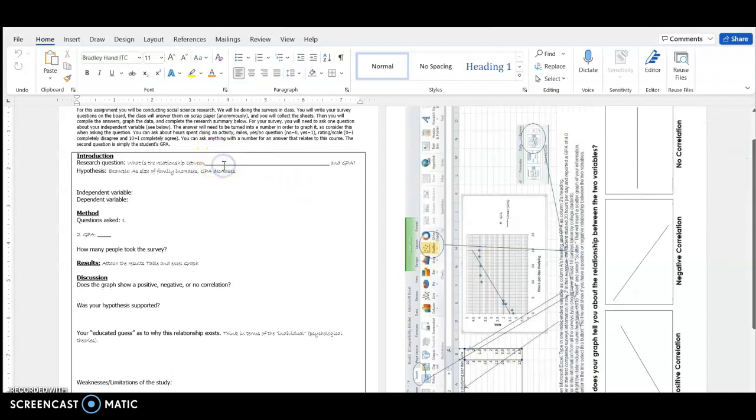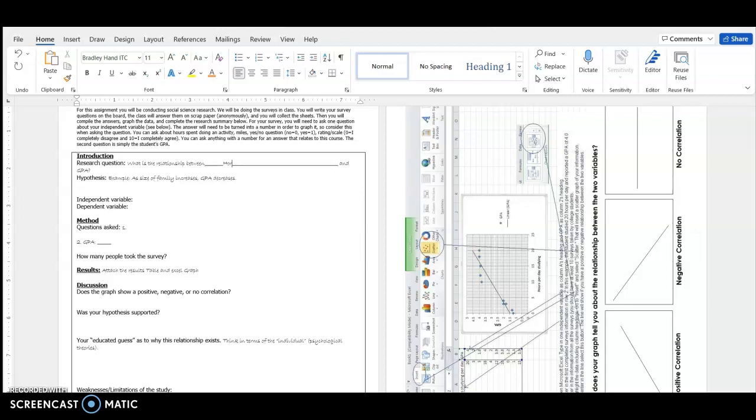What is the relationship between, so let's say the question that I picked was hours on social media and GPA. So that's what I had asked the class, all right? That was what my variables are. So hours on social media and GPA.